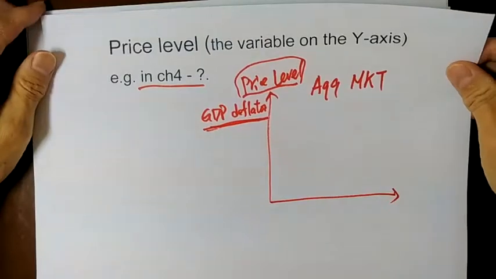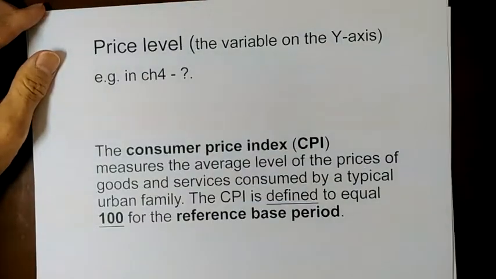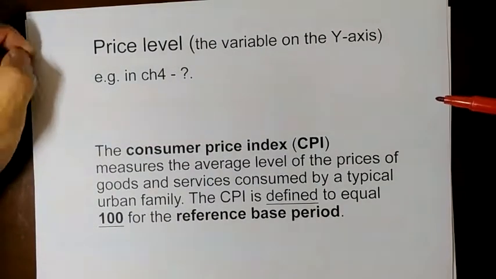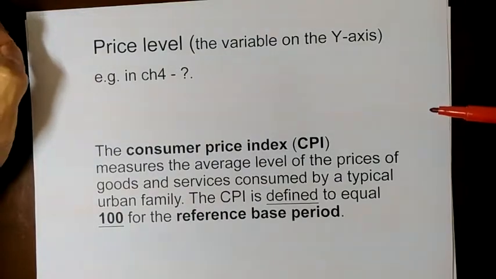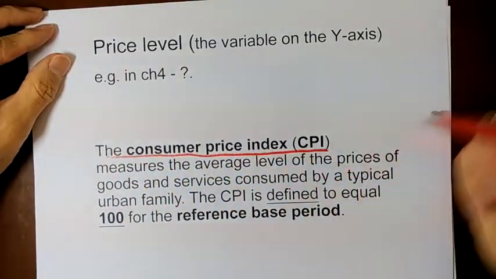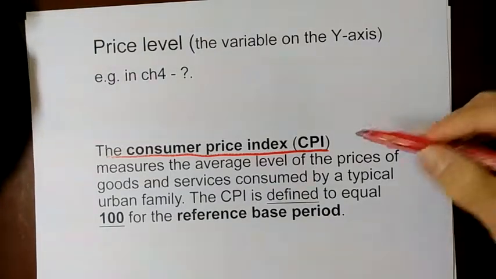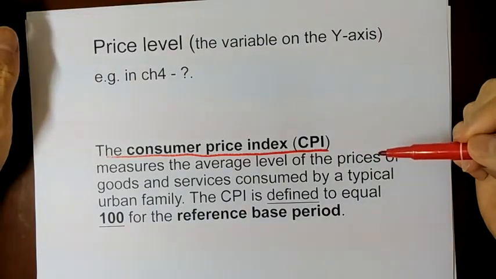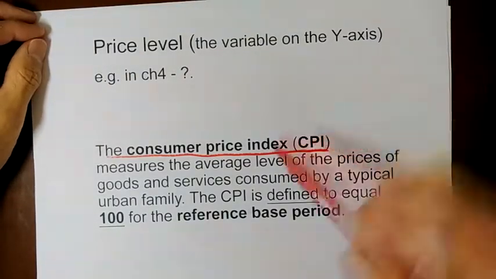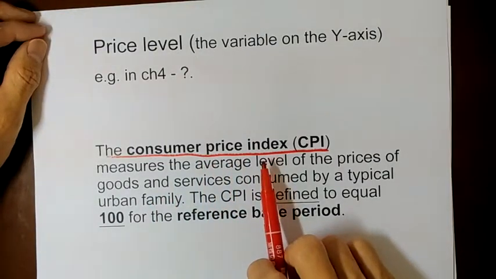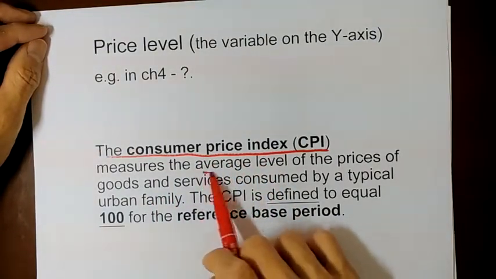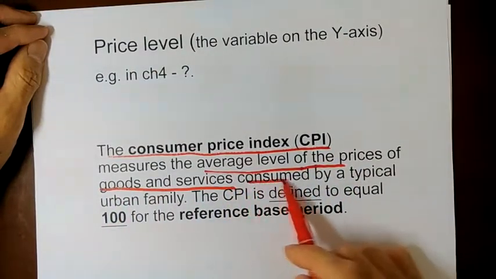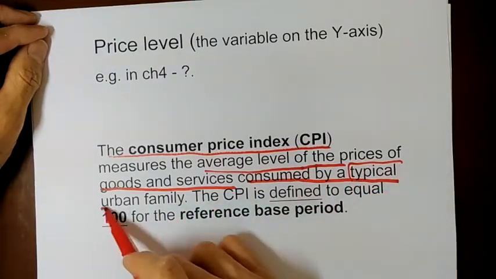We are consumers. Therefore, in chapter 5, we want to introduce another measure of the price level that we may care more about, which is called the Consumer Price Index. This is a measure of price level that the consumers care about. Okay? So CPI is the Consumer Price Index. It measures the overall price level of the goods and services consumed by a typical urban family.